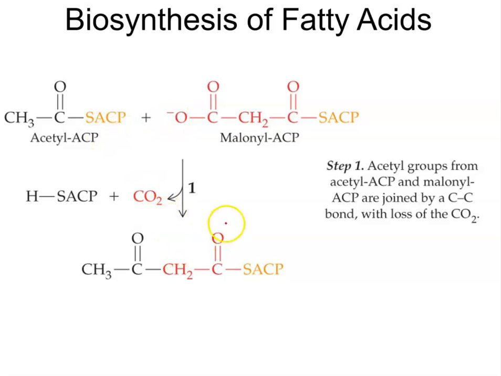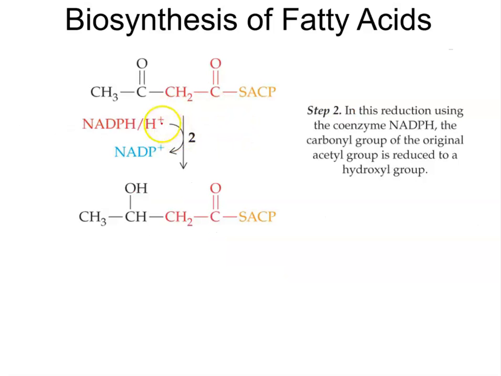Now what you've noticed is we're starting to build chains of carbon here. So we have a 4-carbon chain. We're going in the reverse direction of breakdown, making these longer and longer now. Then in this next step, we reduce this carbon group, so it's going to go from a ketone to an alcohol. In that reduction here, we actually end up oxidizing an NADPH.